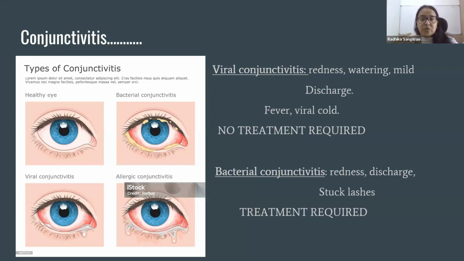Now, why I'm trying to convey this is because just putting antibiotic drops for every sort of redness is not an answer. We should not go to the chemist and ask for an antibiotic drop, or the chemist typically gives an antibiotic drop and we start putting the drops, and then when that does not work, we go to the eye doctor. What happens is, if you really don't need the antibiotic drop, it causes resistance, and the next time you use it, it does not have the required effect.